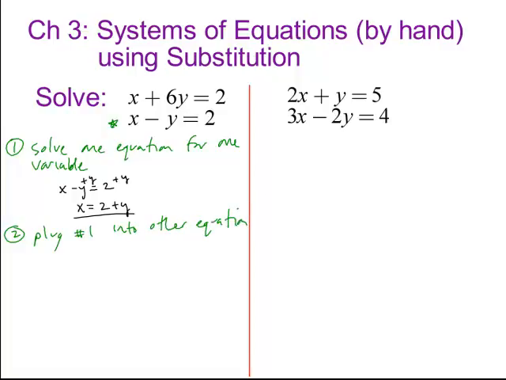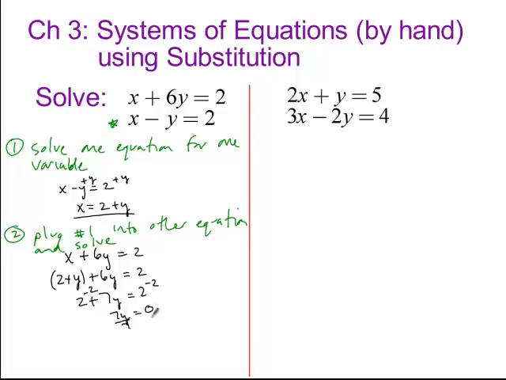Okay, so now what I'm going to do is I'm going to take my equation x plus 6y equals 2, and since I know x is equivalent to 2 plus y, I'm going to substitute that in, and I'm going to solve this resulting equation. Okay, and so when I go through to solve, I get 2 plus 7y is equal to 2. Subtract 2 from both sides. I get 7y is equal to 0. Divide by 7. I get y is 0.